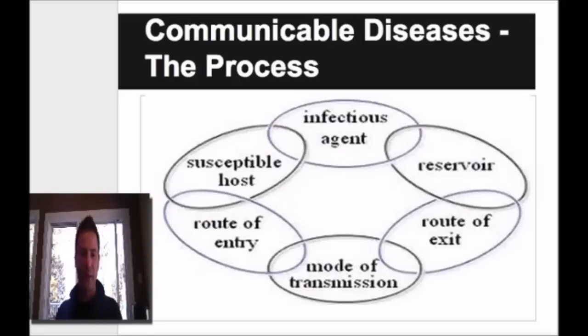Once it's in my body, it's going to find a susceptible host, which means it's going to find a host and cling to that host, and then that infectious agent is going to build. Bacteria and viruses build quite quickly. Then it develops a reservoir, which is kind of a big storage area for that disease. And then what's our route of exit?